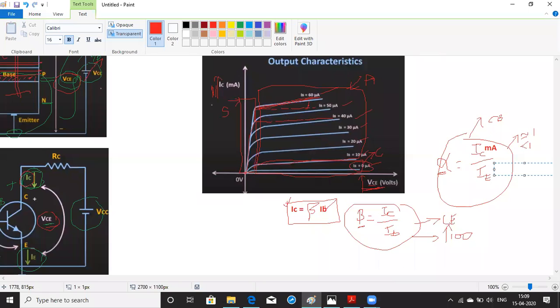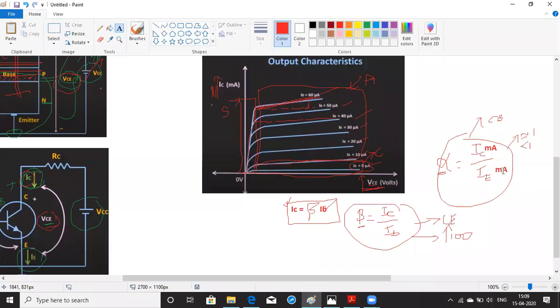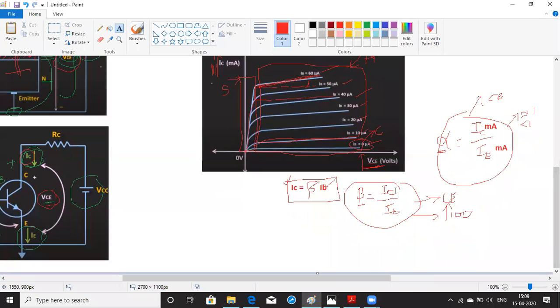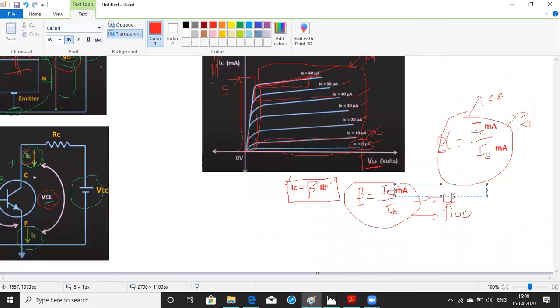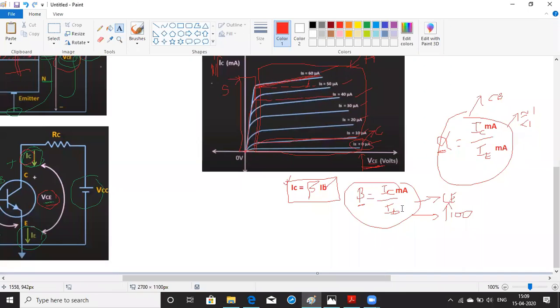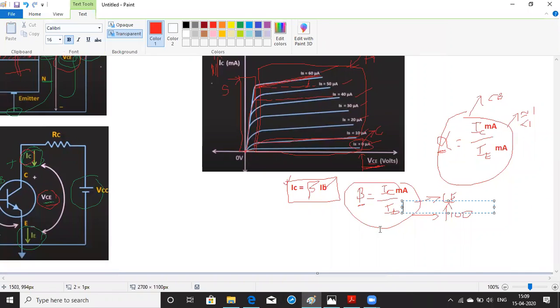Emitter current is also in terms of milliamperes, right? For that reason, milliamperes and milliamperes means you will get approximately the same value, or less than or equal to 1. But coming to the collector, it will be in the range of milliamperes, but base current is not in the range of milliamperes, it will be in the range of microamperes.